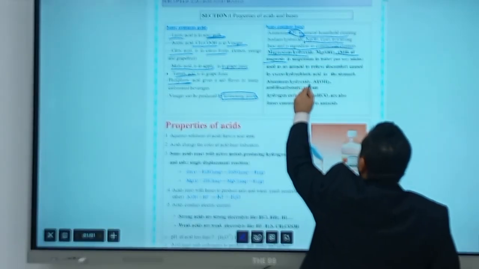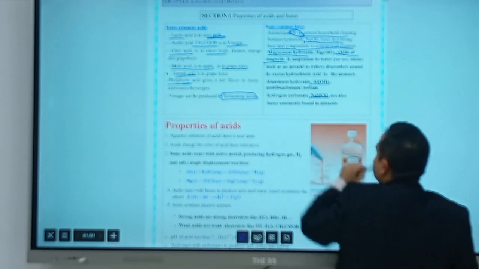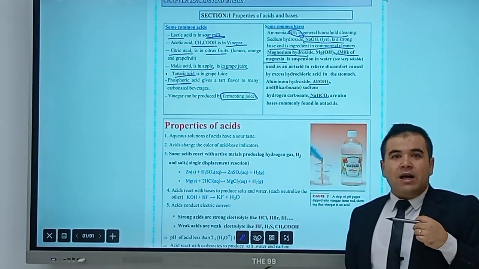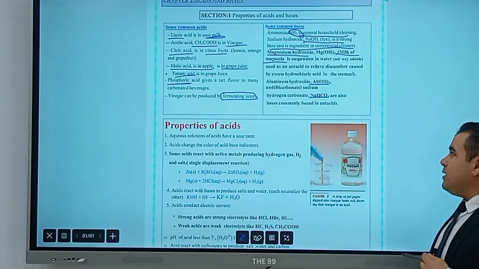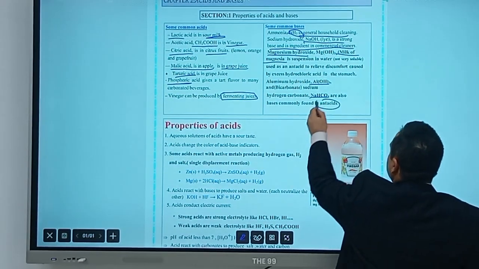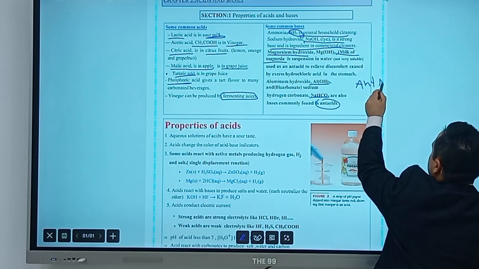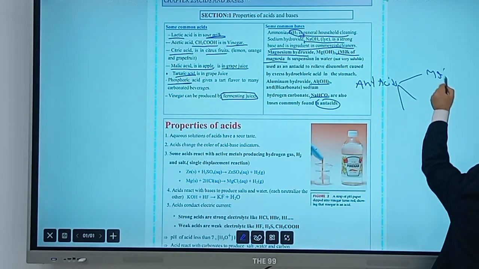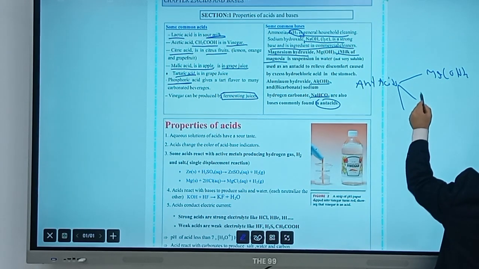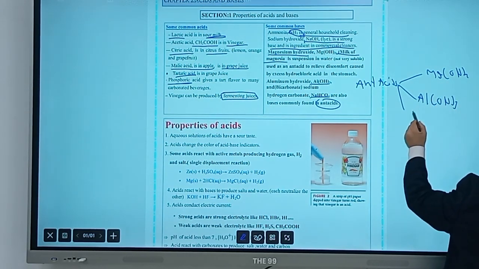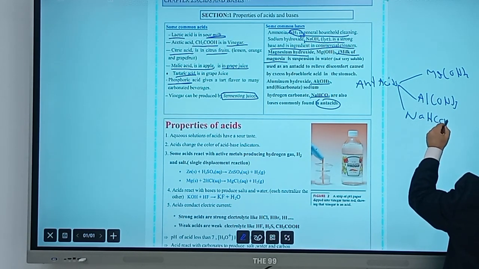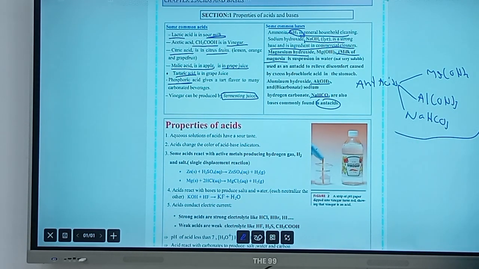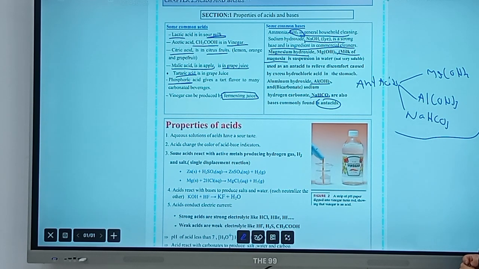And the two other bases which work as antacids, aluminum hydroxide and sodium bicarbonate, they both work as antacids. So we have three antacids: magnesium hydroxide, aluminum hydroxide, and then sodium bicarbonate. These are all antacids. We mean they work to reduce the acidity of the mediums.